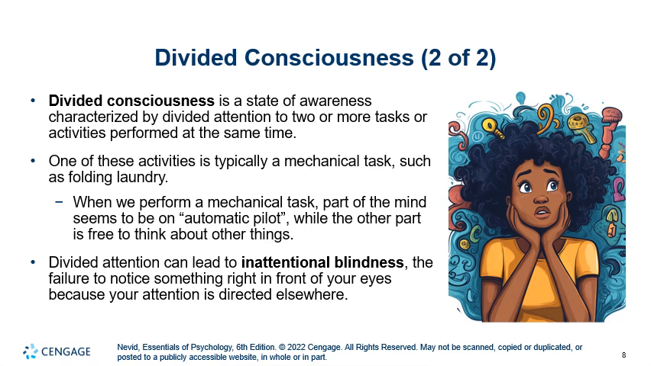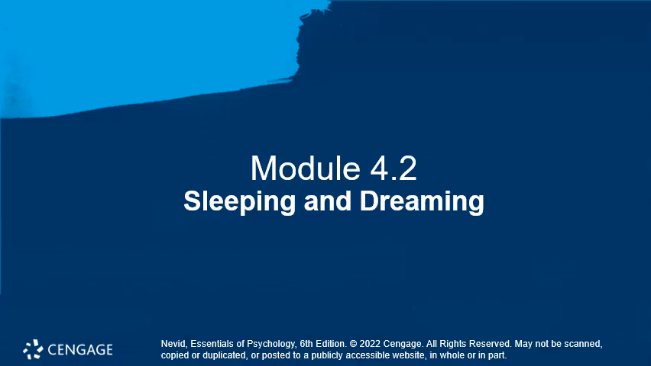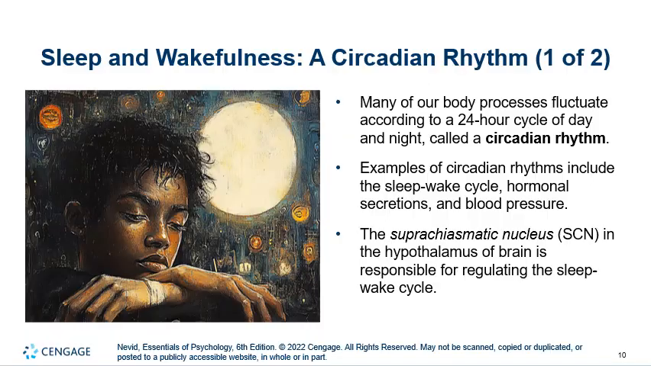For example, as discussed in Chapter 3, viewers of a video clip failed to notice the dancing gorilla among a group of basketball players when their attention was directed to counting the passes among the players on one of the teams. Now that we've finished discussing the different states of consciousness, let's talk about sleep. Ever wonder what maintains it?